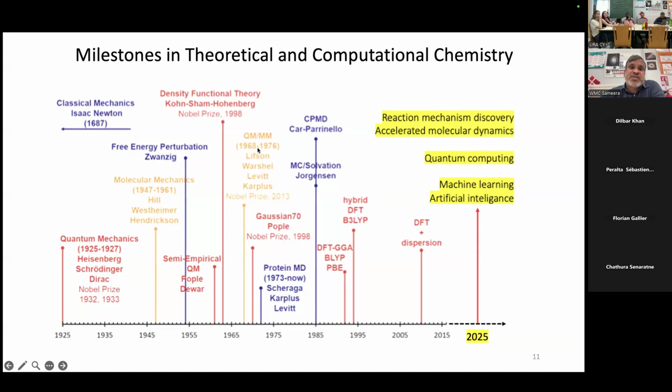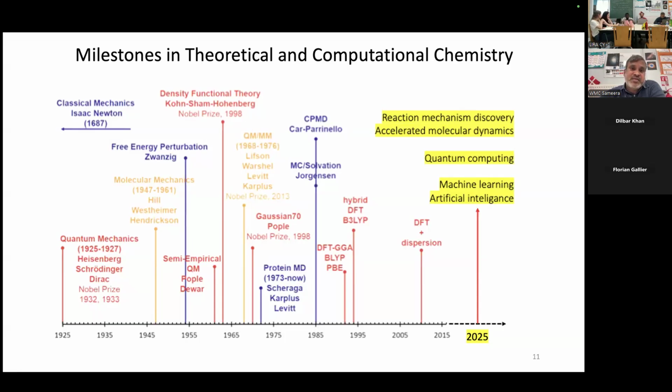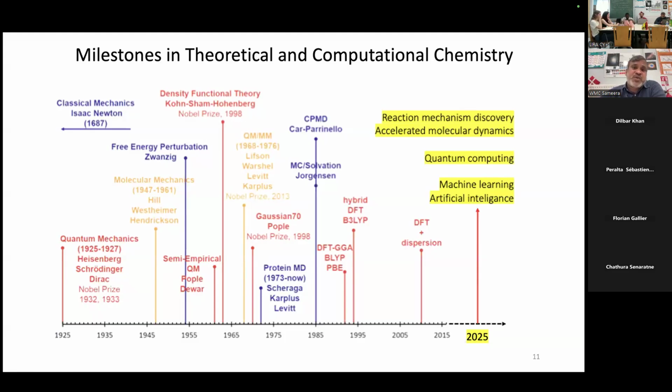In the late 1960s, hybrid methods became available. In the hybrid methods, the idea is very simple: you combine a quantum mechanical calculation and a molecular mechanics calculation. So you apply quantum mechanics to one part of the molecular system and molecular mechanics to the other part. Then we can calculate relatively large molecular systems with relatively high accuracy.